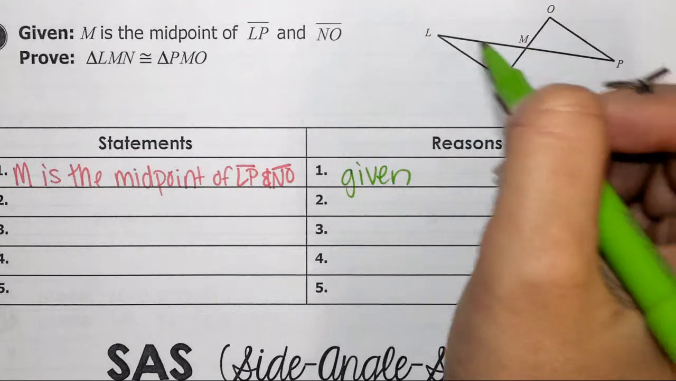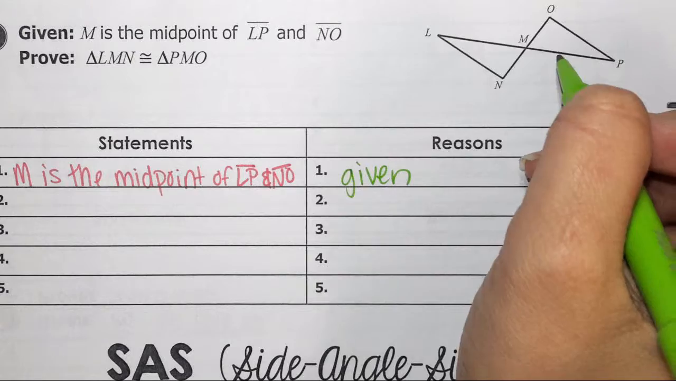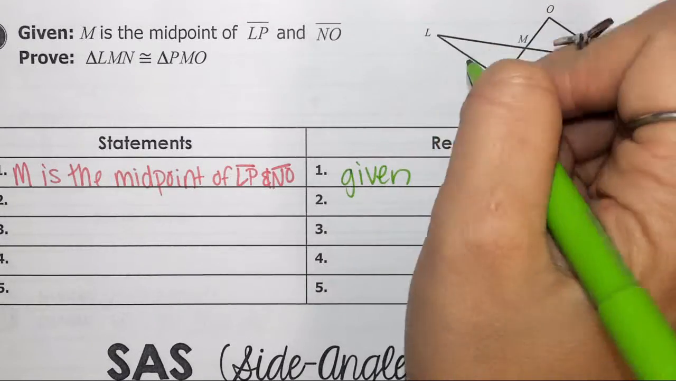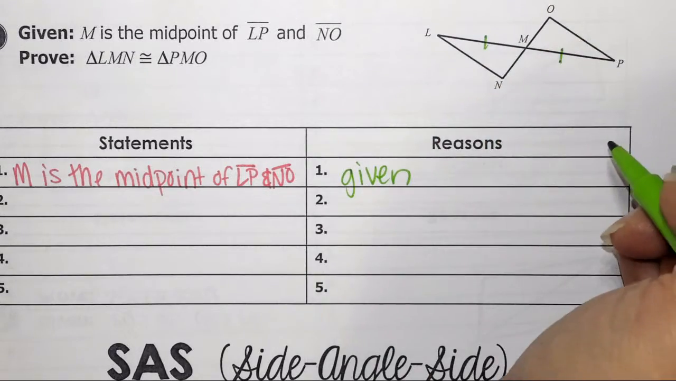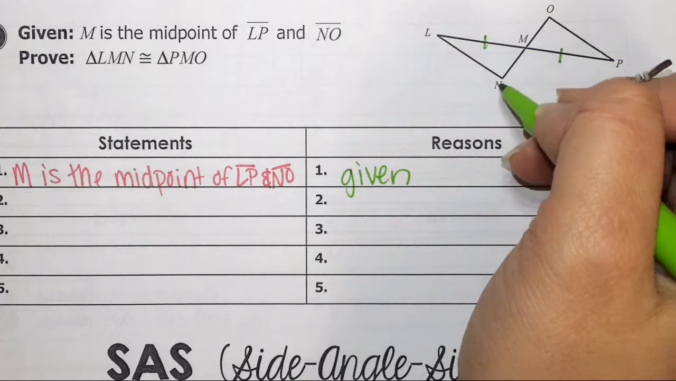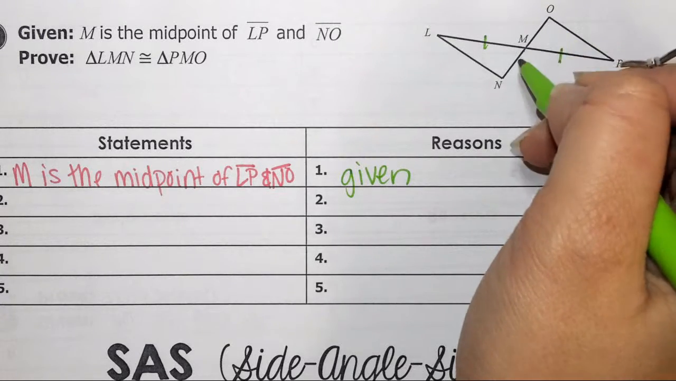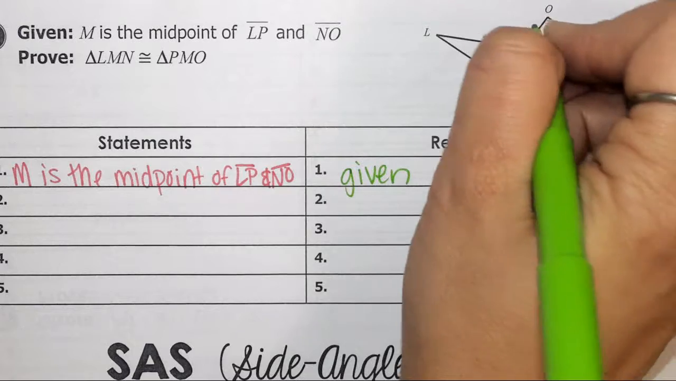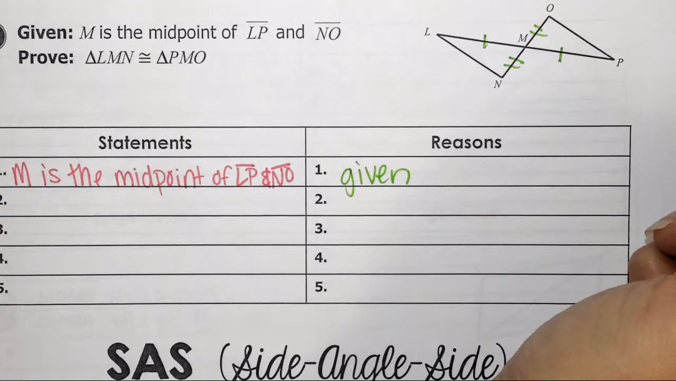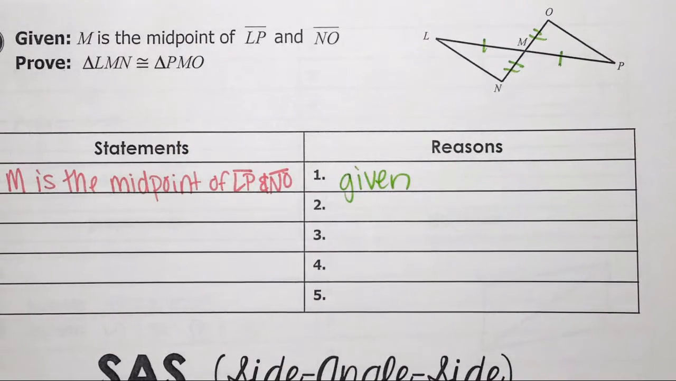Guys, if M is the midpoint of this segment, what would be true about these two sides? So put a ticky. And if M is the midpoint of NO, what would be true about these two? Put a ticky. Two tickies. Yes. And then you need to be able to figure out the angle.